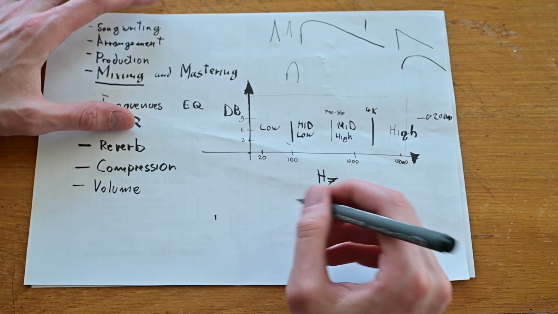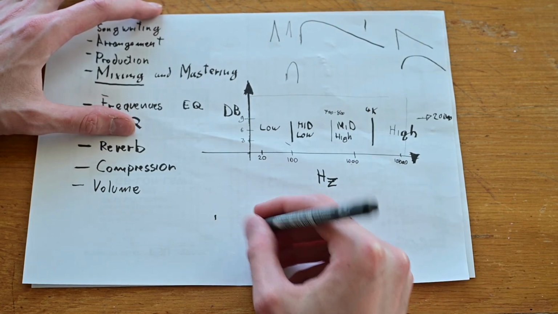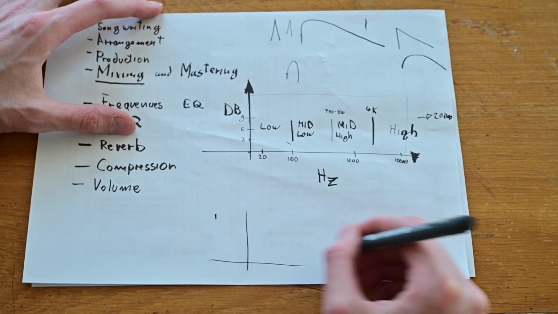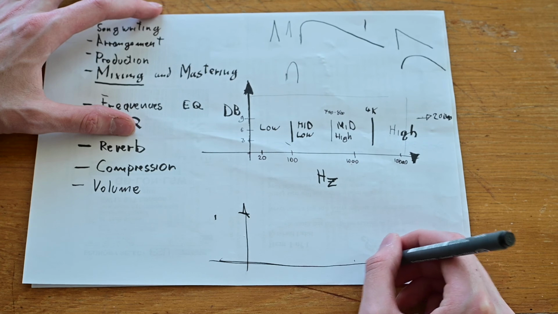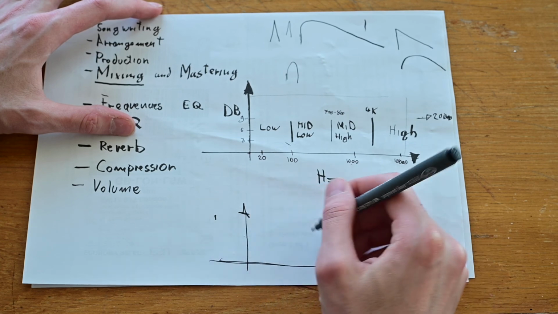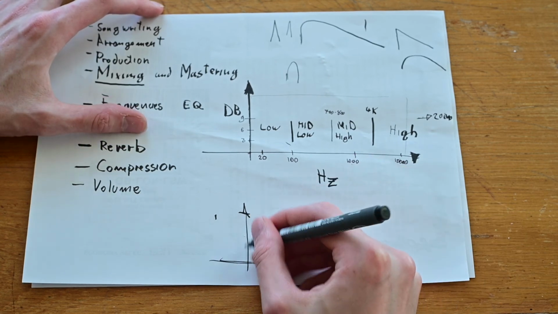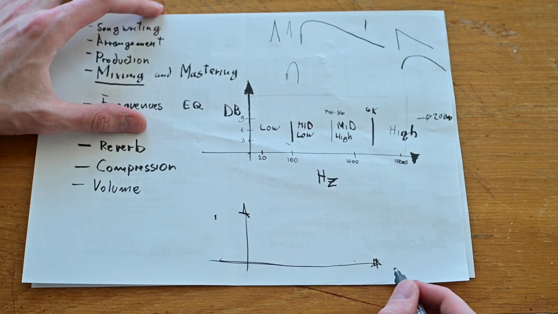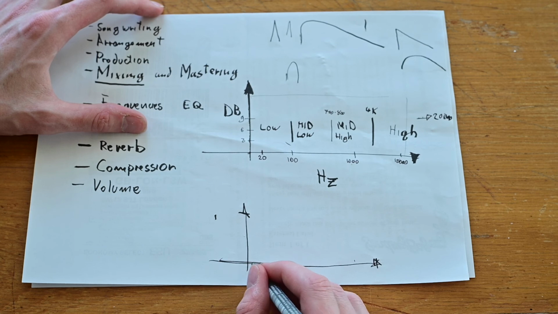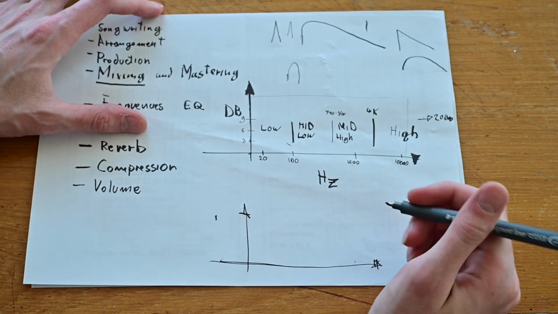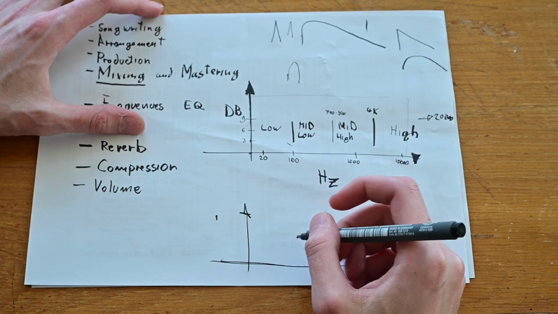So again, looking at the EQ, you have your dBs on this axis and the hertz on this axis, so the amount of energy and the frequencies.